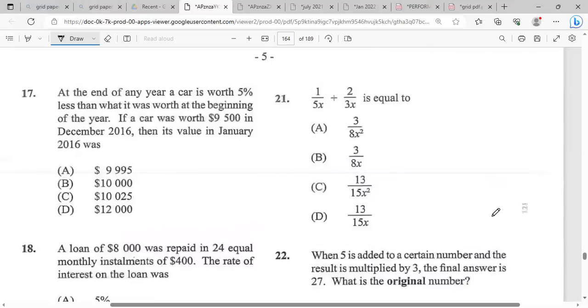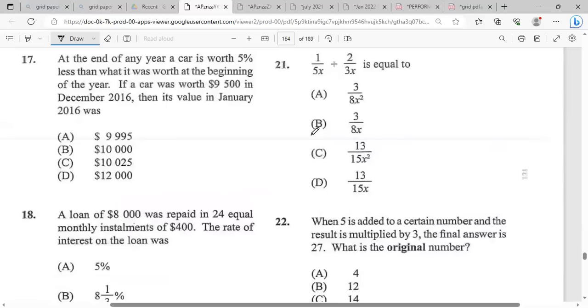At the end of the year, a car is worth 5% less than what it is worth at the beginning of the year. If a car is worth $9,500 in December 2006, then the value of the car in January was, so basically they want what it was worth at the beginning, and they give you the value at the end. So what we know is that this is now 95%, because it would have been reduced by the 5%, and call it P. And that works out to 95.